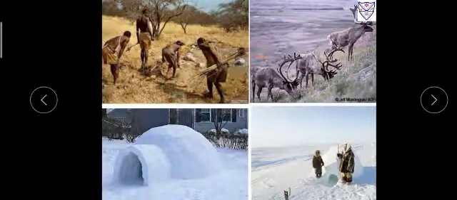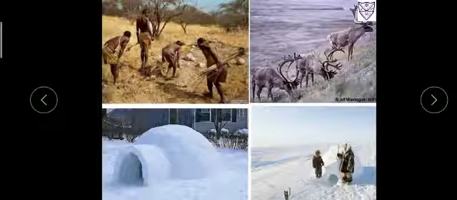So, in the picture, it is easily seen how the people are hunting, how the reindeers are grazing out there. The Inuits were known as Eskimos and lived in the houses called igloo. So, this is a picture of igloo which is made up of ice.